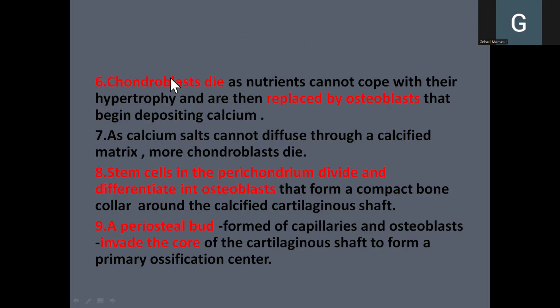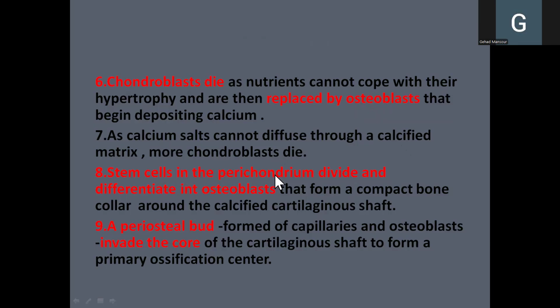The death of the chondroblast is good news for the bone, because this means that there will be enough space for the osteoblasts to invade the lacunae and start depositing calcium. When calcium deposits around the chondroblast, this leads to further death of the chondroblast, because it chokes them. It prevents nutrients from reaching them.